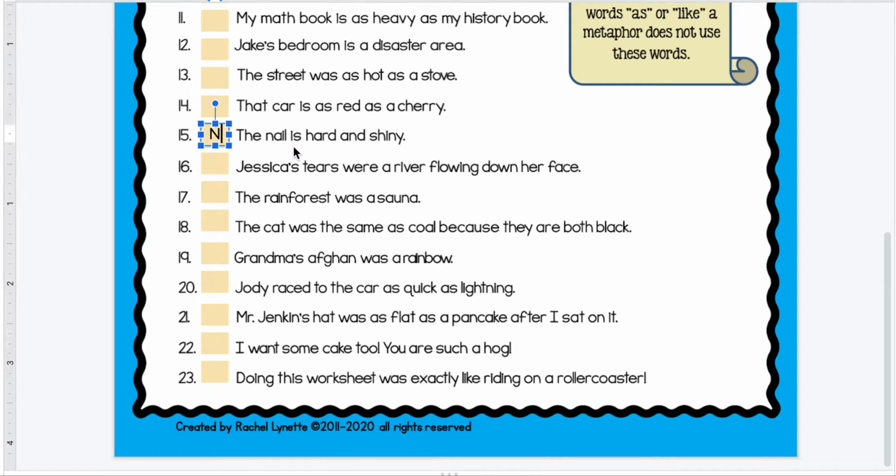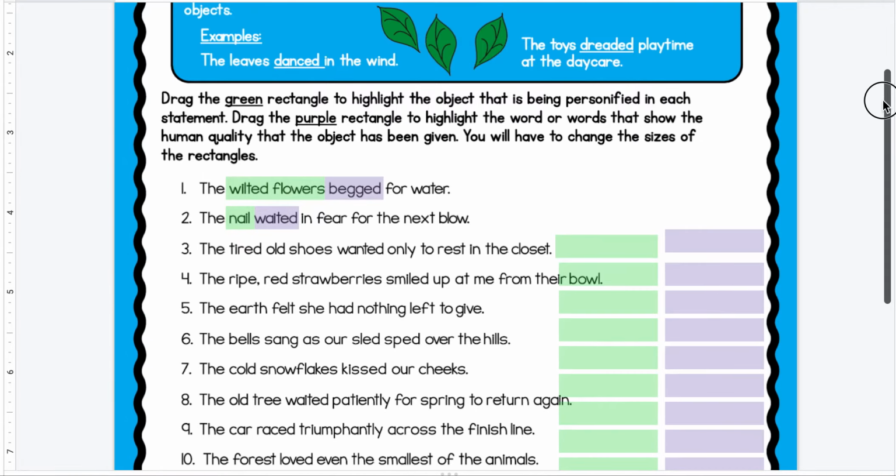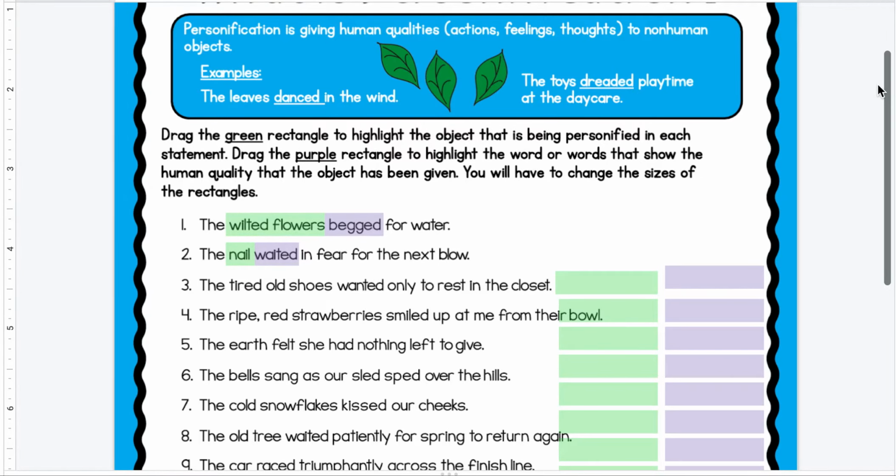So once you finish this, one's pretty straightforward. You can move on to our last worksheet, which is on personification, right? We spent a lot of time on personification this year. This book uses personification pretty much in every single chapter that we come across. So, personification is giving human qualities, actions, feelings, or thoughts to non-human objects. If you ever forget what personification is, remember the word person. It's human, right? So we're giving human qualities or person-like qualities to non-human objects, okay?